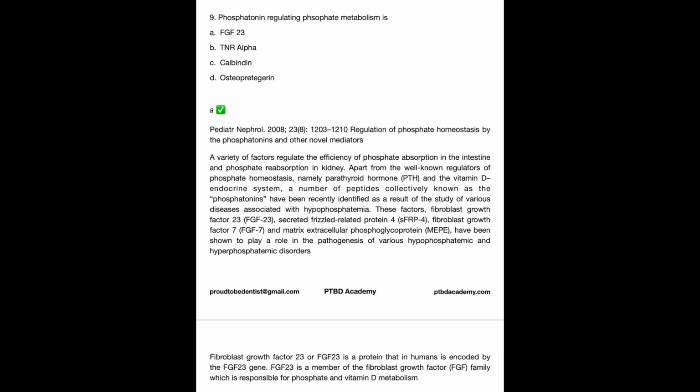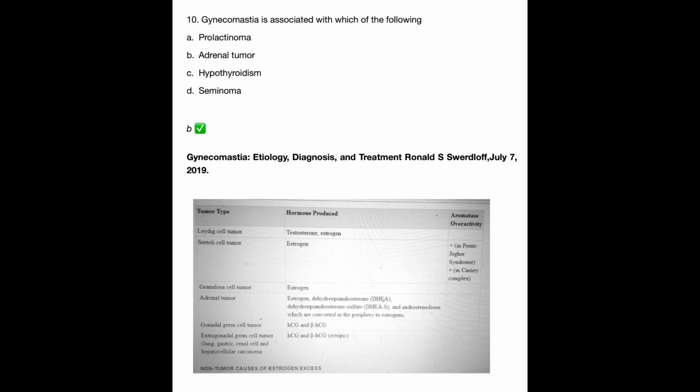Ninth question, the phosphatonin which regulates phosphate metabolism: option A, FGF23, is the right answer. Fibroblast growth factor 23 is a protein that in humans is encoded by the FGF23 gene, a member of the fibroblast growth factor family, which is responsible for phosphate and vitamin D metabolism. And 10th question, gynecomastia is associated with which of the following tumors? You can find the list or the table here. Option B, adrenal tumor, is the right answer.